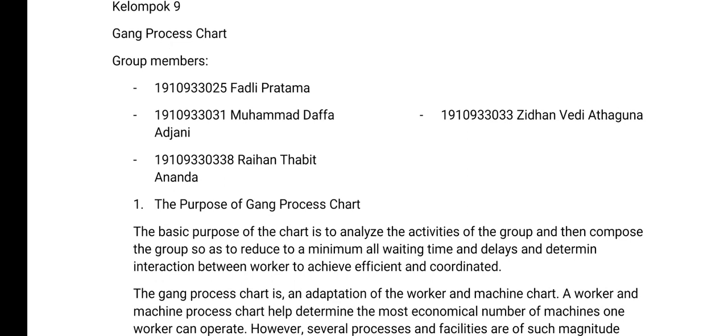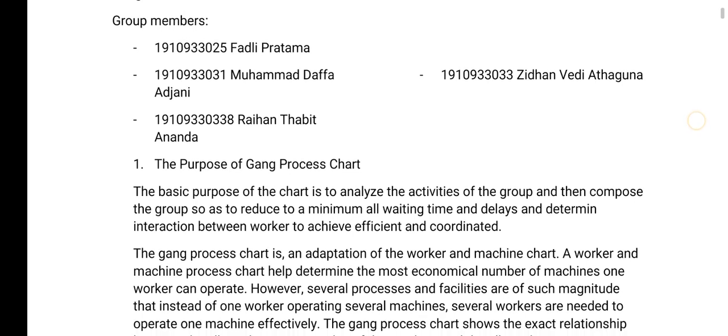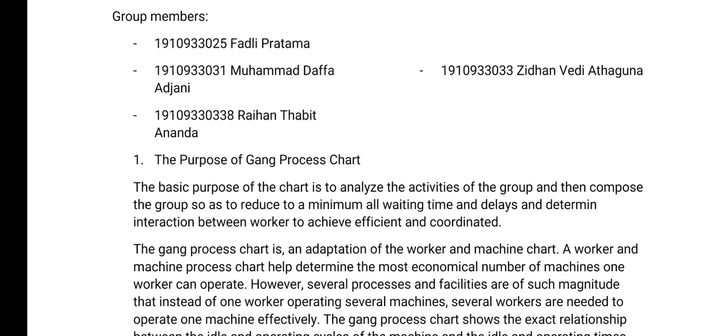I am from group 9, and the group members are me, Fali Pratama, Dafa Ajani, Rehan Tabi Ananda, and Zidan Fedi. In group 9, we discuss the gang process chart. So, first, what is the gang process chart?